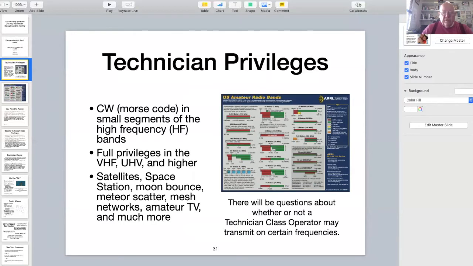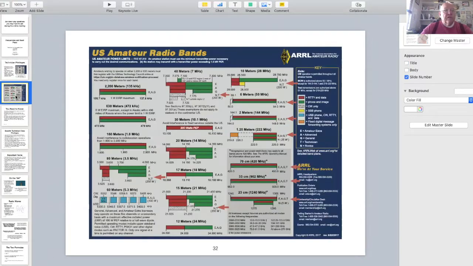Most of the technician privileges are in the upper frequency bands, although there are a few segments in the shortwave bands available for technicians, but for Morse code only. In the upper bands, though, are a plethora of opportunities such as communicating through amateur radio satellites, receiving images from the International Space Station, bouncing signals off the moon, or off of meteor trails, or off of auroras. High-speed wireless private internet is available, along with amateur television and much more. Let's take a look at these frequencies and how they are used.